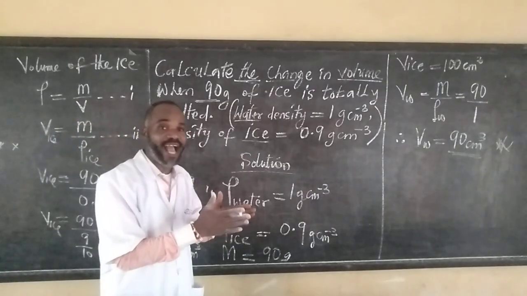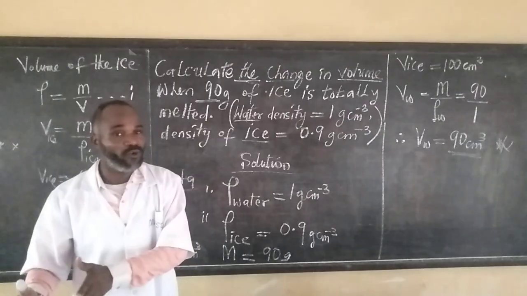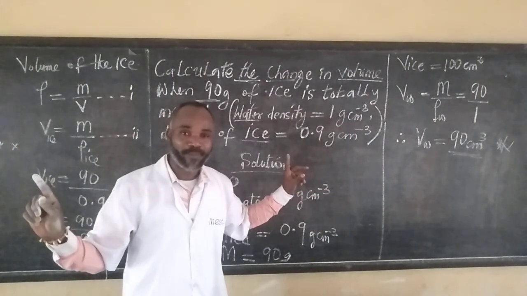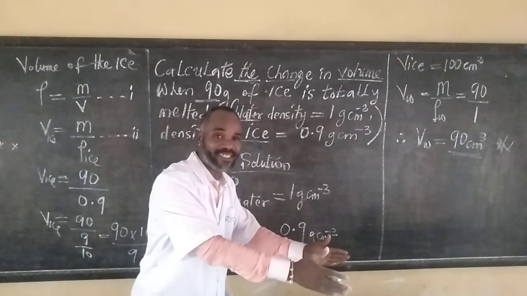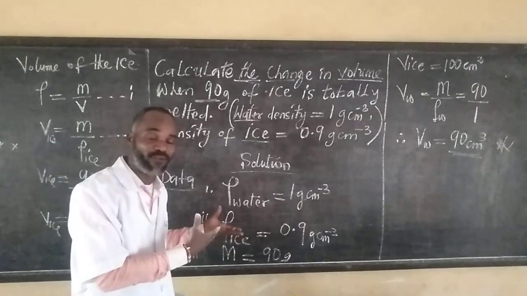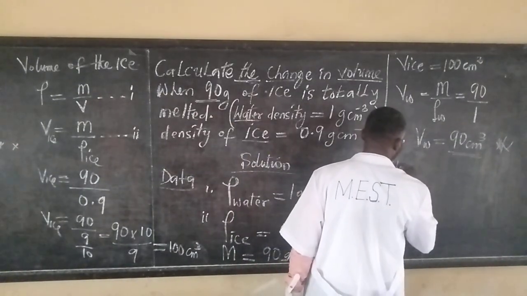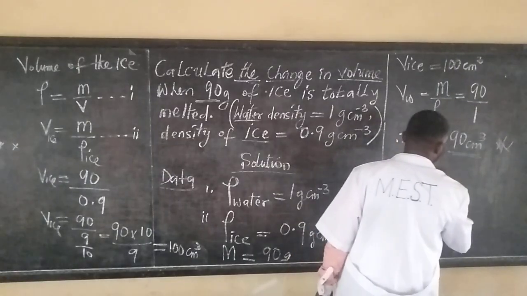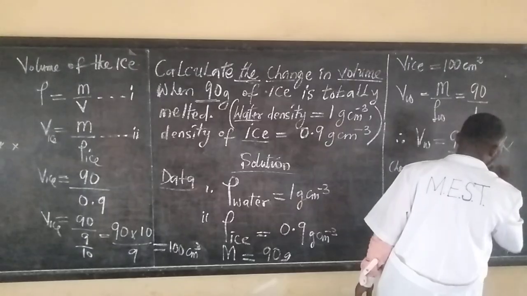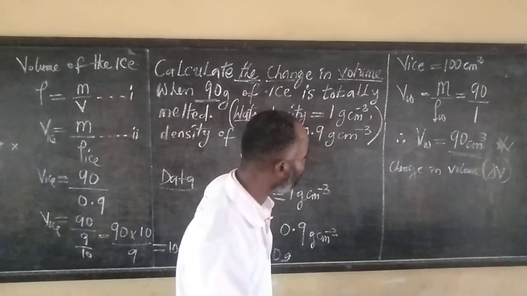When you have it as ice, it has its own volume. When you have it as water, it has its own volume. What is the difference between these two volumes? That's what I want to find. That is what I want you to find as a student, writing an exam that contains this kind of question. So change in volume is given as this. For us to find change in volume, we simplify the difference.